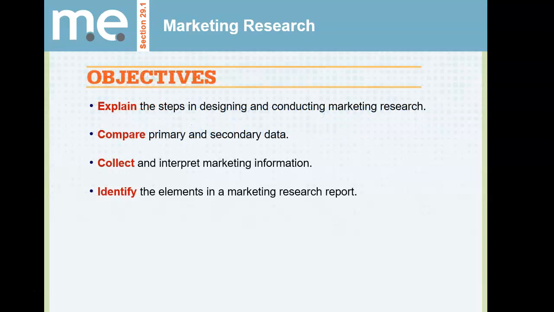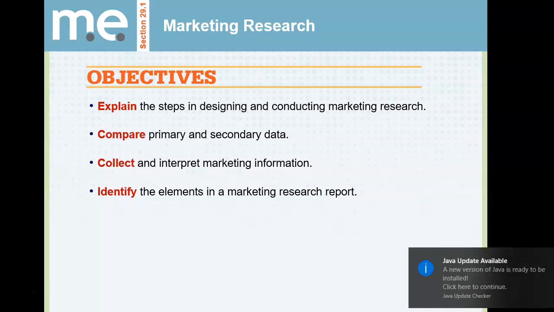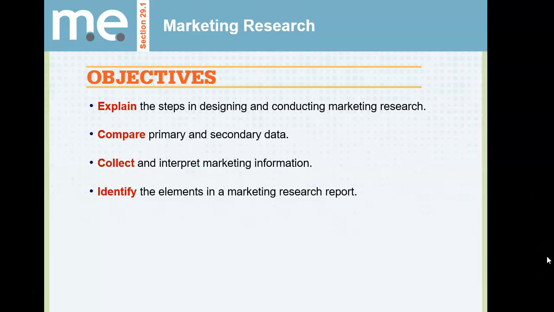So our objectives today: we're going to explain the steps in designing and conducting marketing research. We're going to compare primary and secondary data, and then we're going to collect and interpret marketing information, and hopefully we won't deal with that a lot. And then we'll identify elements in marketing research reports.